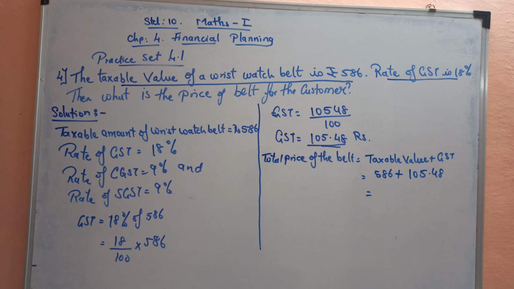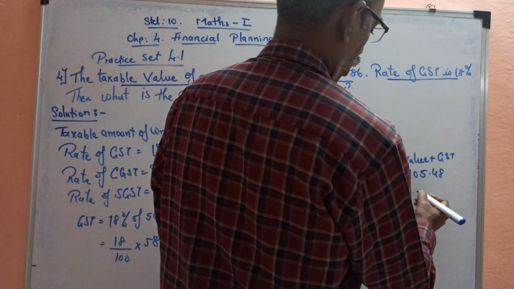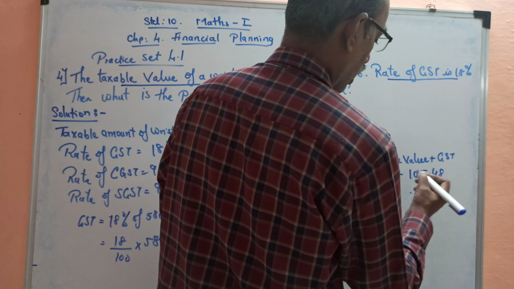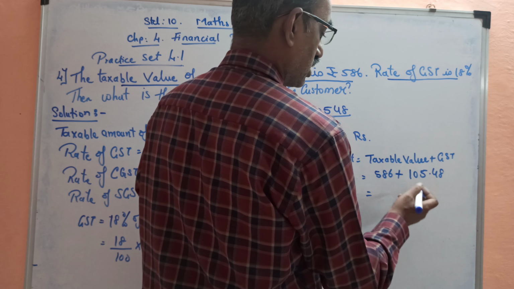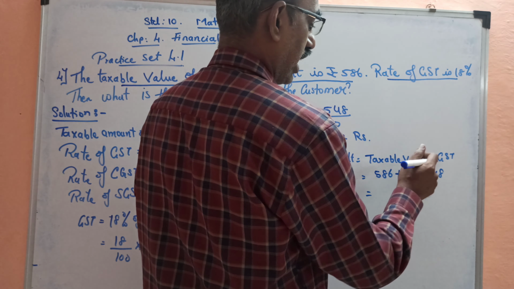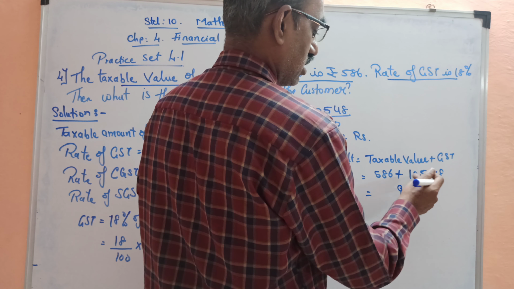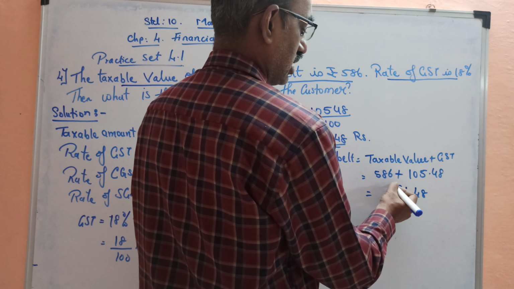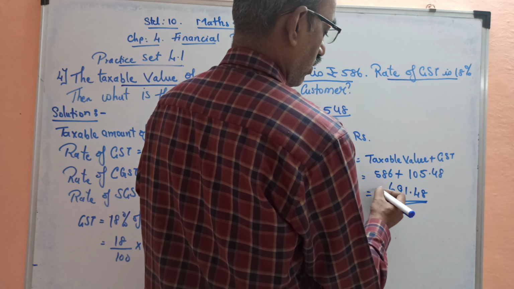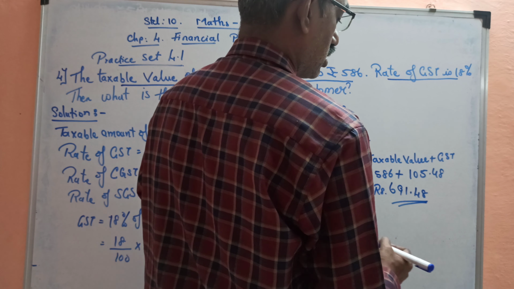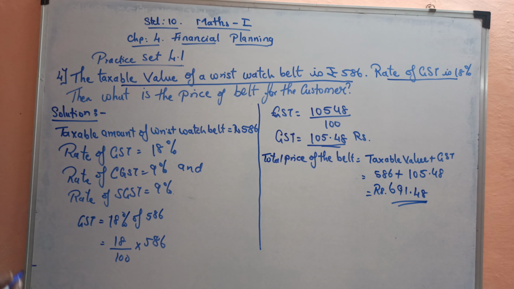GST is 105. So if you add it, 586.00 plus 105.48. So 48 will be as it is and the addition will be done. So over here 0.48 I'll write as it is to show the calculation. So 5 plus 6 is 11. 1 carried, 8 plus 1 is 9 and this is 0. So 5 plus 1 is 6. 691.48. This is the amount what we have to pay.